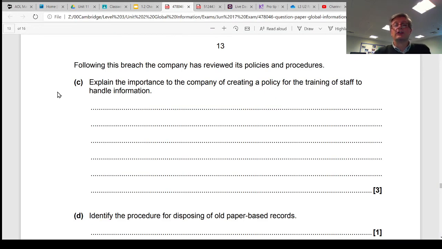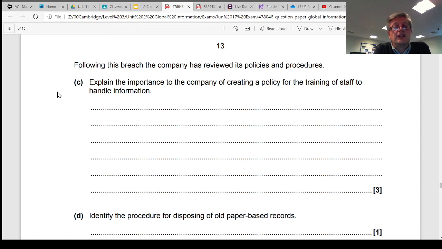So here's the kind of question you would get on this. Again, we're told that there's been a breach. We don't know what the breach is, but we know that there's been a problem. And the company is now following on from that, looking at its policies and procedures to see if there is anything that they perhaps need to update to stop this from happening again in the future.